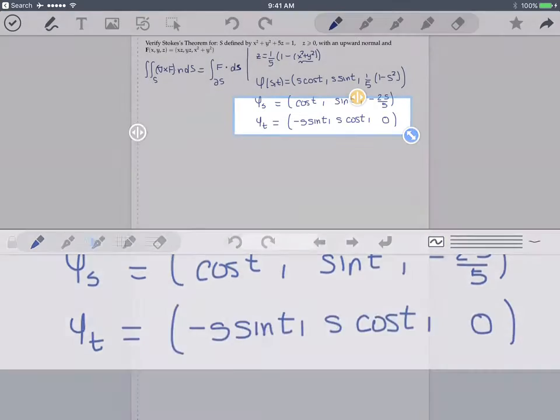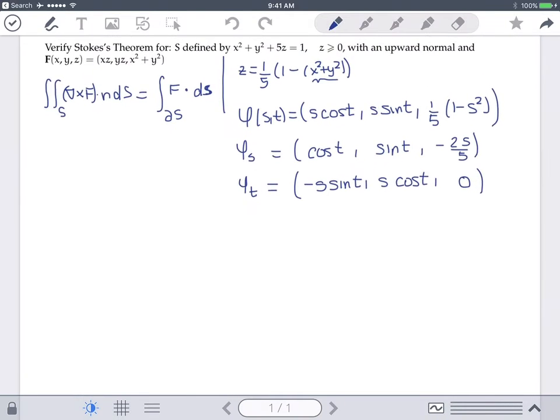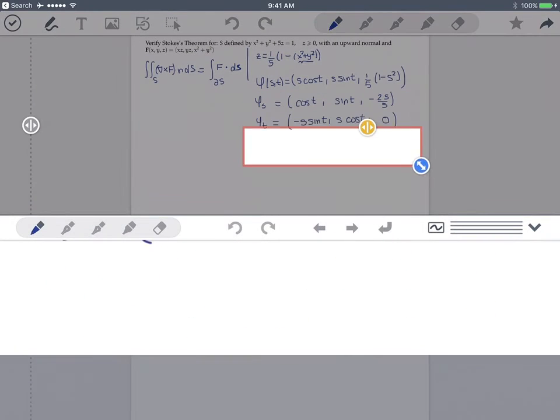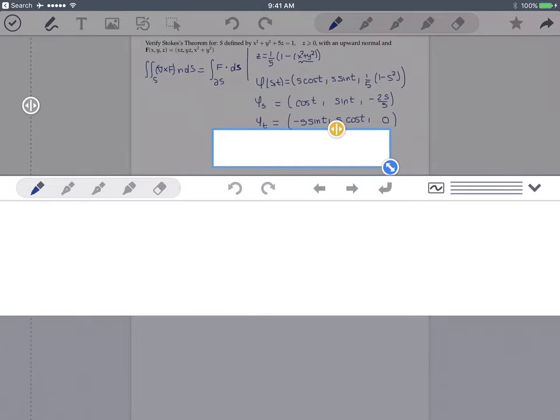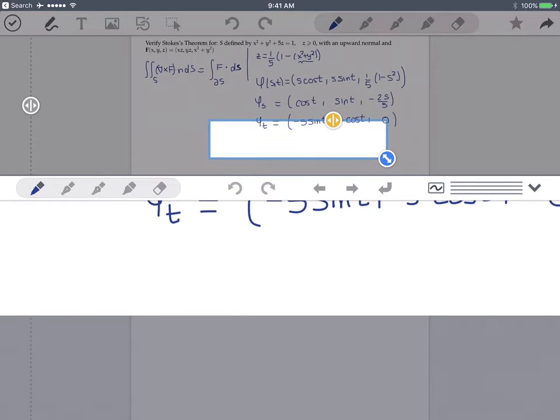So I hope you can see. I have to zoom in to write on my tablet, but that's the work I was doing. Okay, and now I need to find the normal. So the normal is just phi s cross phi t. So let's find that guy here. The normal is nothing else but the cross product of those two guys.